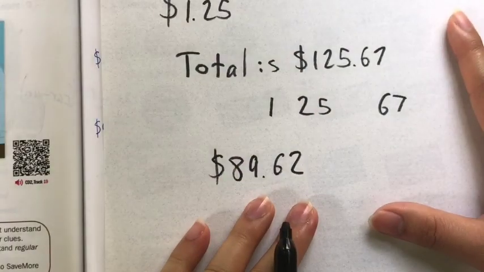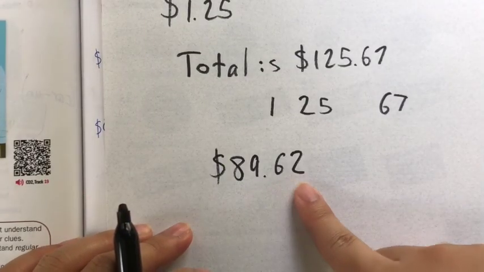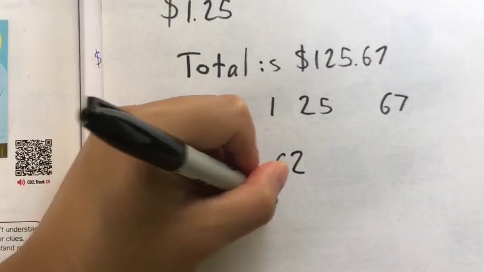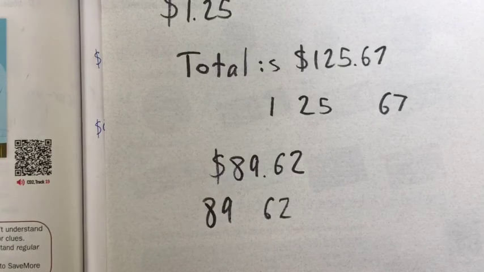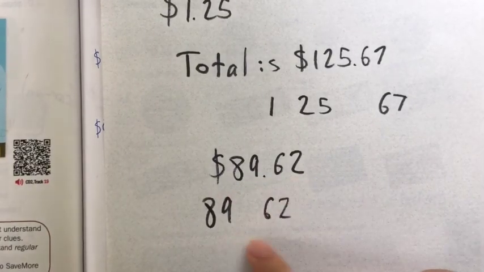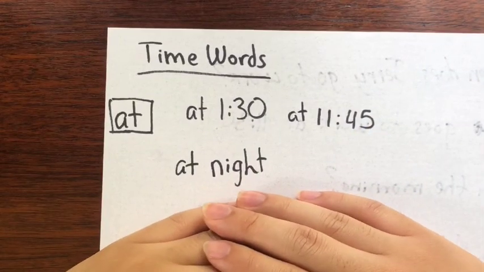What about this total? $89.62. Or we can say 89.62. $89.62. Okay, now let's learn about time words.